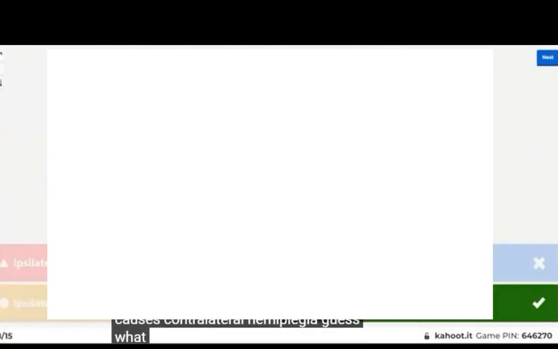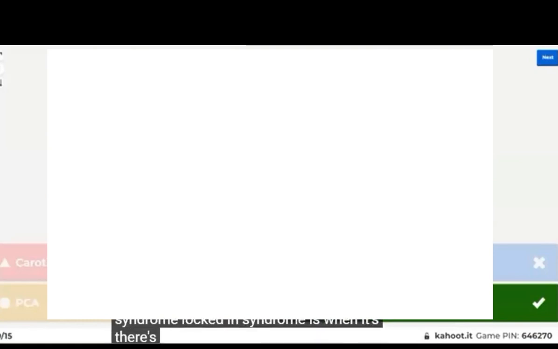So MCA causes contralateral hemiplegia. Guess what? So does the ACA. Okay, basilar is the one that lays right over the brainstem. The carotid artery is what supplies the ACA and the MCA. That's not locked-in syndrome. Locked-in syndrome is when there's damage to the brainstem itself.